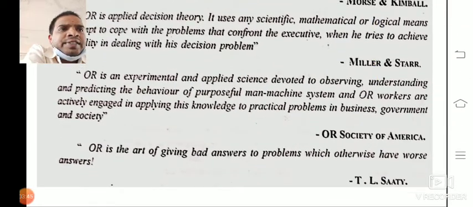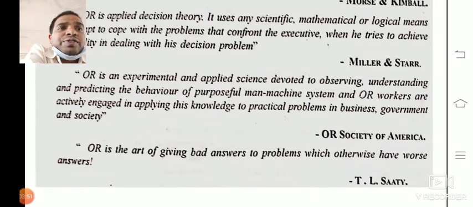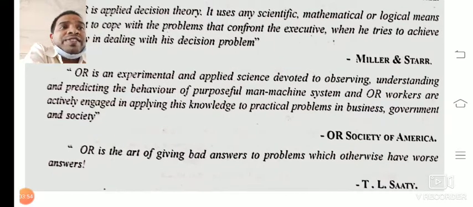And next, T.L. Saaty proposed: OR is the art of giving bad answers to problems which otherwise have worse answers. That means whatever answer you are getting from the OR technique, that answer is better than the worst answer.